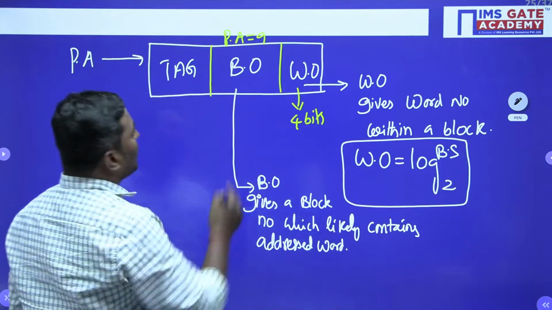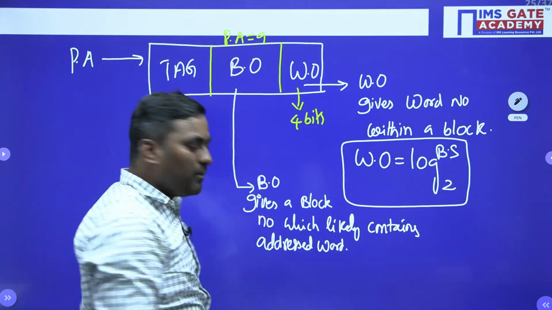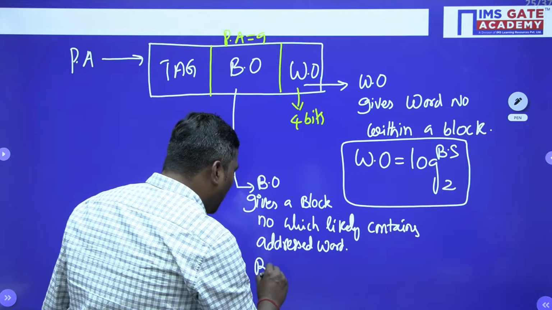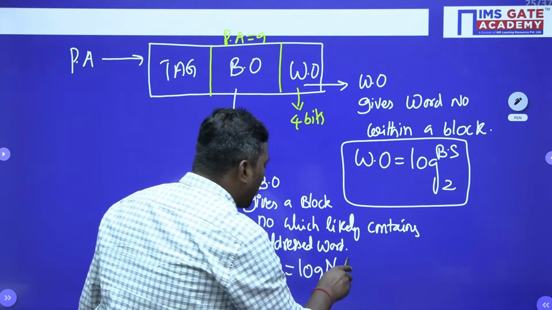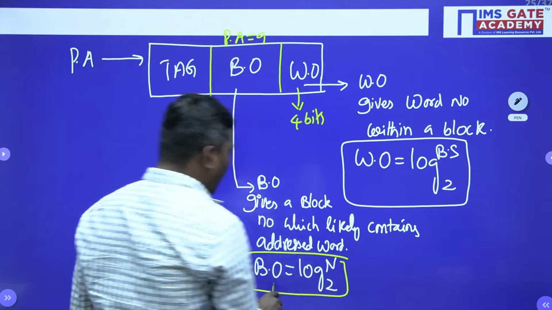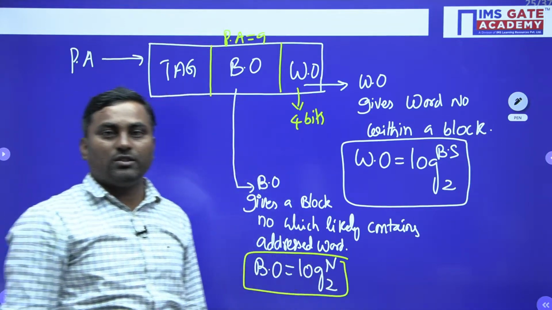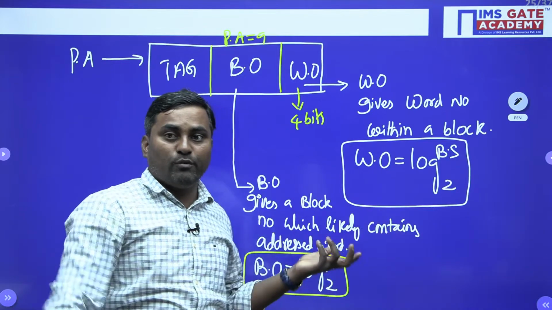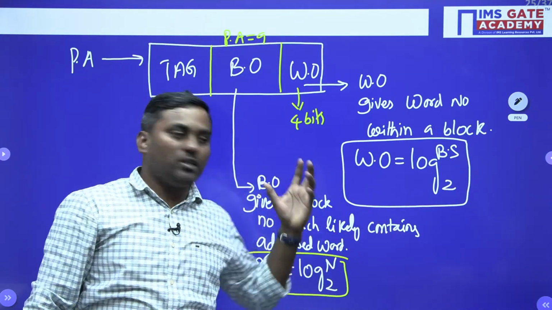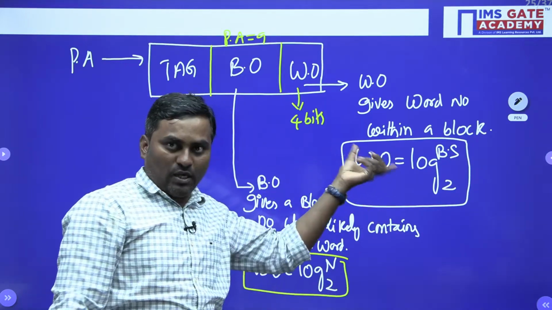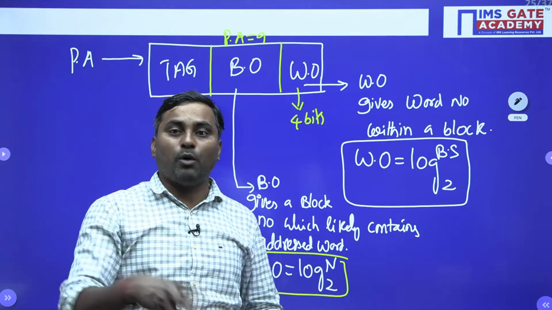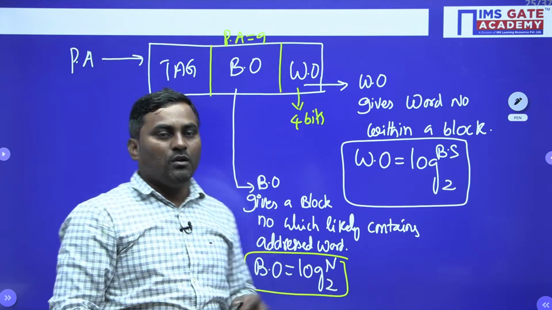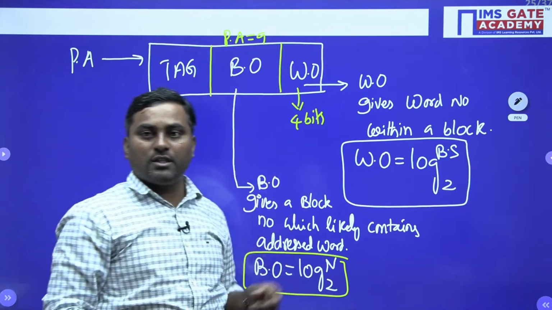So for this field, how many bits are required? That depends on the block offset, and on the number of blocks. The number of blocks is indicated by capital N. So now, log of N base 2. Please understand, this gives a lot of information, and what I highlighted will help us in problem solving. The number of bits required for this field depends on the number of blocks.